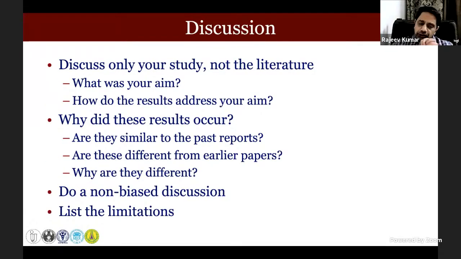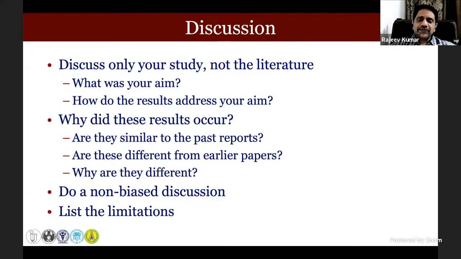Then we come to the discussion section. In the discussion section, remember, this is not a literature review. You are not going to quote 5 studies: we found complication rate to be 13%, X found 8%, Y found 18%, Z found 4%, so and so found 6%. Next point, we found transfusion rate to be 4%. They found this percent, they found that percent. That is not a discussion.